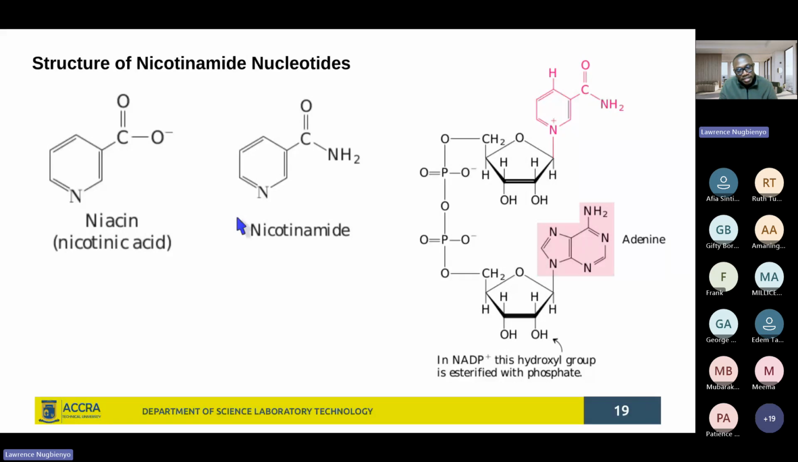So if you look at it, this is niacin or nicotinic acid, which is, I think, vitamin B3. If this was written not in the ionic form but in the molecular form, this will be OH; there will be a hydroxyl group there, because it is a carboxylic acid group. But in place of that, you now have an amine group. That's what makes it nicotinamide. From nicotinic acid, you have nicotinamide.